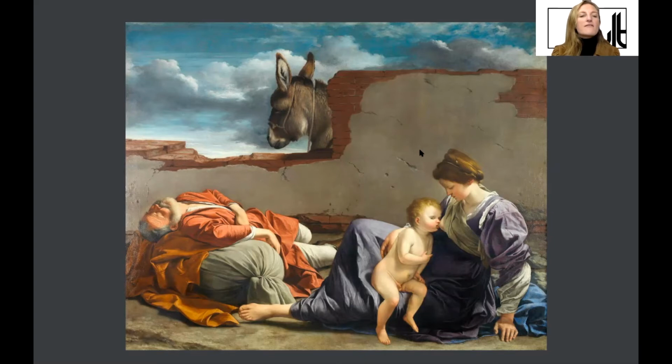We also have a figure lying completely dead to the world, lying asleep on the lower left, dressed in a sort of burnt orange overgarment, lying on a bulging bag of goodies, of something, of belongings, and also on a lovely ochre yellow coat. On the right hand side, we have a lady, probably a number of you have recognized her already as the Virgin, breastfeeding the Christ child and looking at him tenderly.